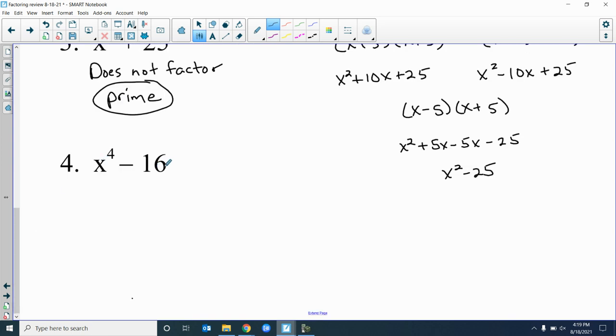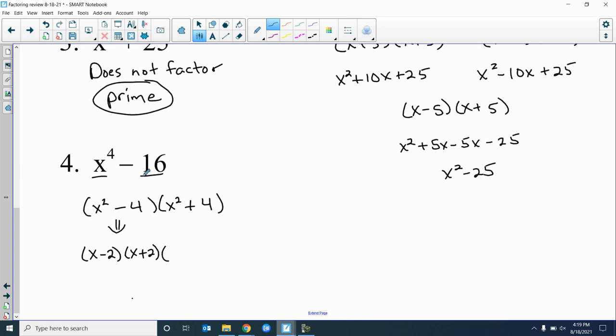X to the fourth minus 16. All right, well, this is a difference of squares. To get x to the fourth, it is going to be x squared times x squared. And then to get minus 16, it's going to be negative 4 times positive 4. Now, you always have to double check, since we're using the term factor completely. X squared minus 4 factors again. That is another difference of squares, where it's going to be x minus 2 times x plus 2.